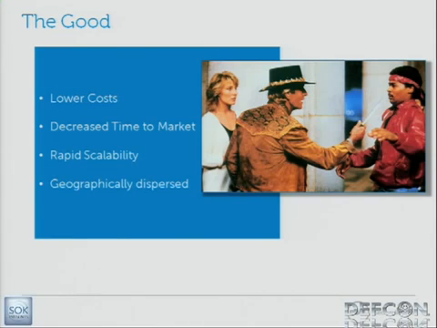There's lower costs in the cloud. There's decreased time to market, which is very attractive for organizations today. You can rapidly scale out your infrastructure without having to purchase data centers and hardware and servers and storage. And also, you could inexpensively get geographically diverse infrastructure by using cloud services such as Amazon's.